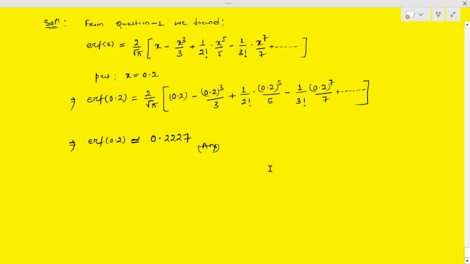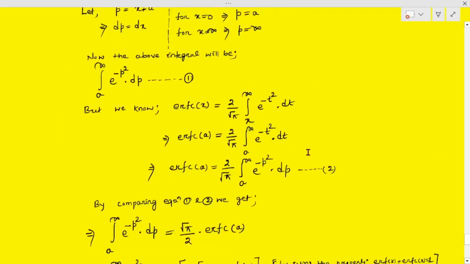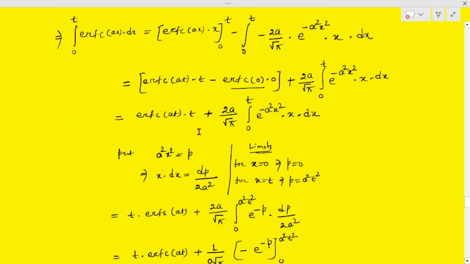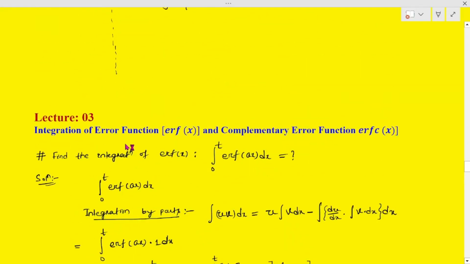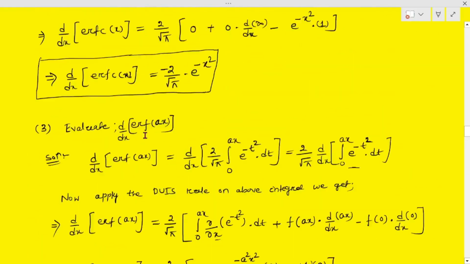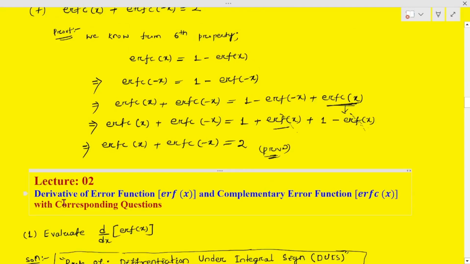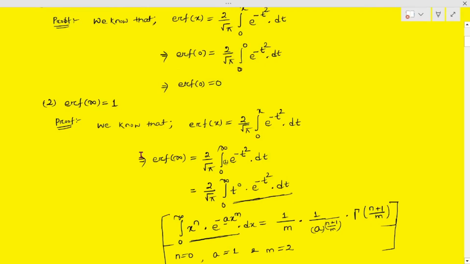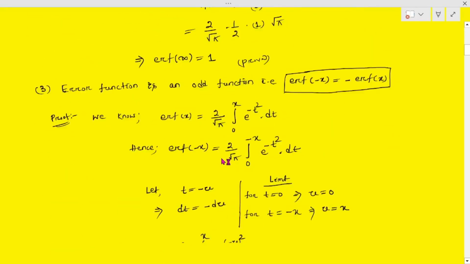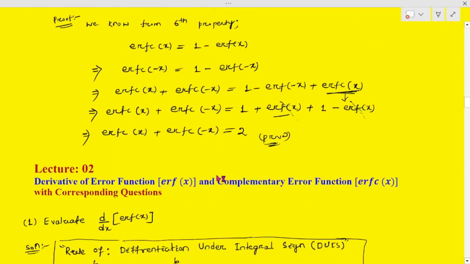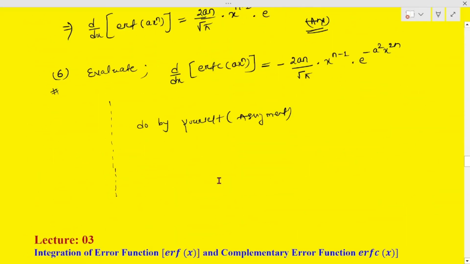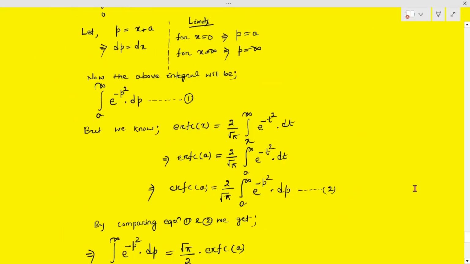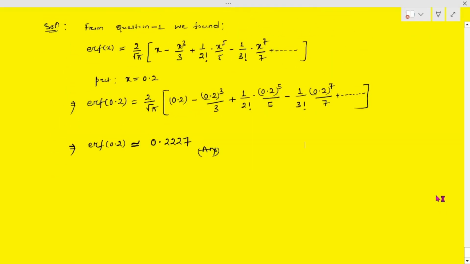So in this lecture number 4, we discussed some miscellaneous questions belonging to the error function and complementary error function. In lecture number 3 we discussed integration of error function and complementary error function. In lecture number 2 we discussed derivatives of the error function and complementary error function, and in lecture number 1 we discussed characteristics or properties of the error function. This is enough for the physics honors university examination. I'll upload the note and give the link in the description. You just download the note, watch the videos of this playlist, and prepare for your exam.